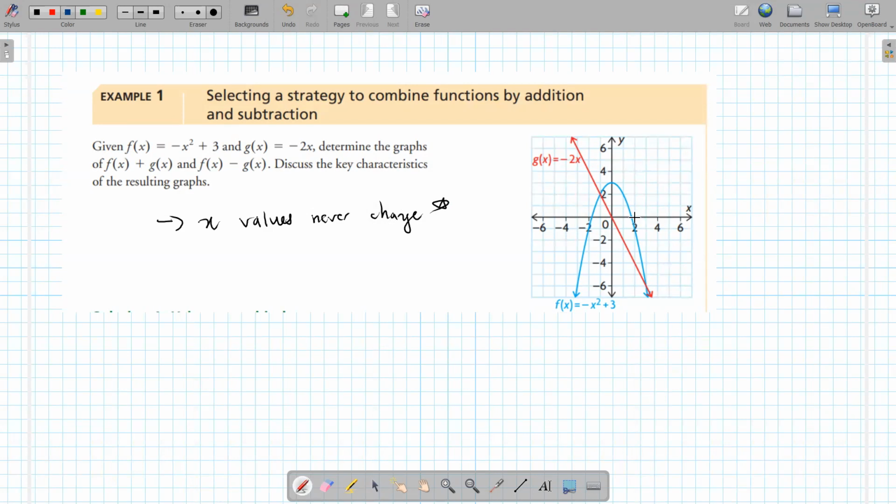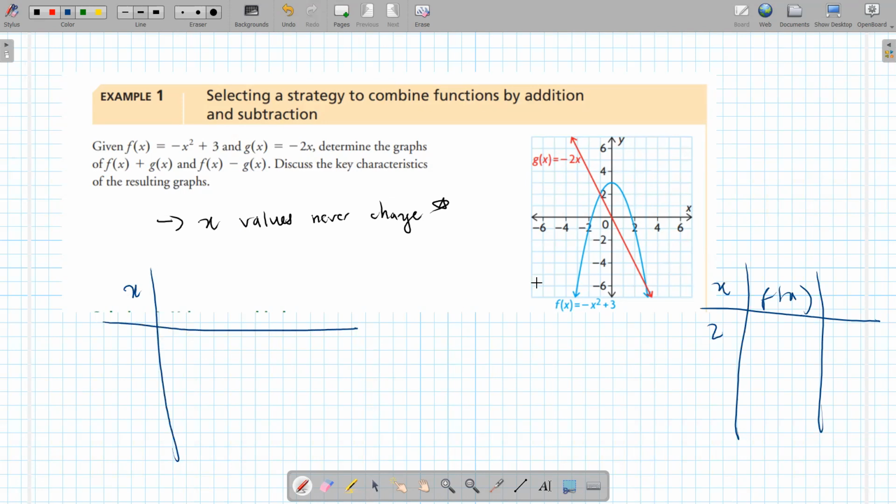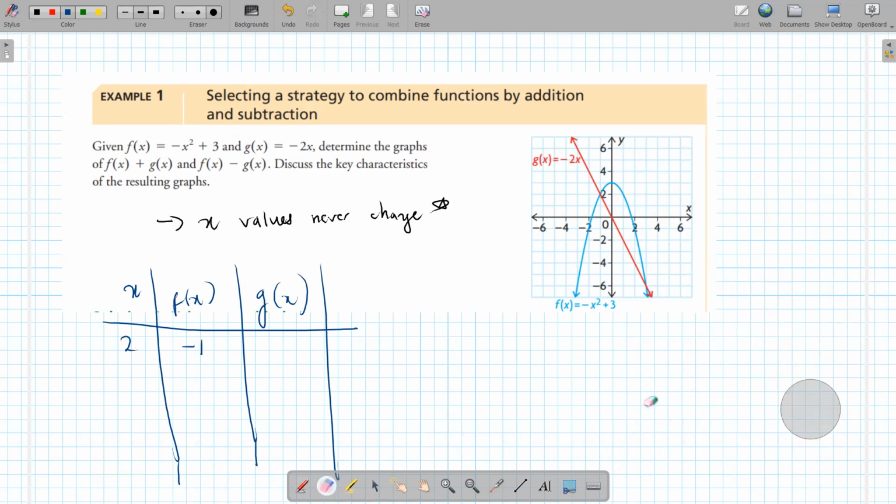Check this out. For an x value of 2, right? What's the y value of the blue curve, which is f of x? What's the y value when the x value is 2 for the blue curve? It is negative 1. Yeah, it's negative 1. So when x is 2, f of x is negative 1. What about g of x? What's the value of the red curve? Looks like it's negative 4.